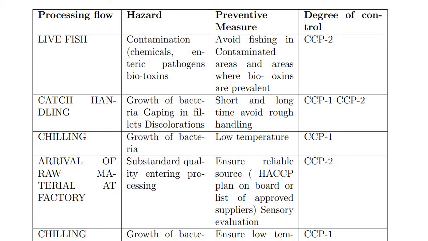The preventive measure is to avoid fishing in contaminated areas and in areas where biotoxins are prevalent. These are the preventive measures within the processing limits. The degree of control is CCP 2, meaning critical control point 2.